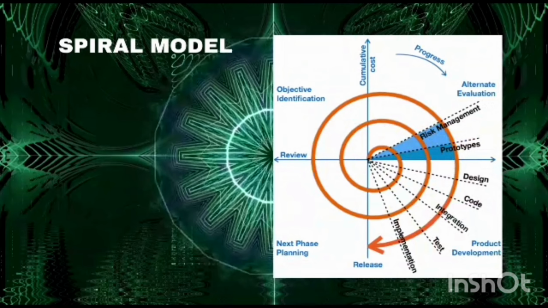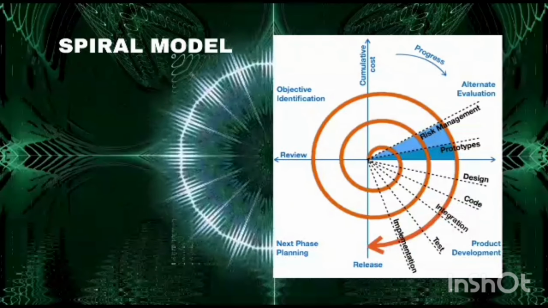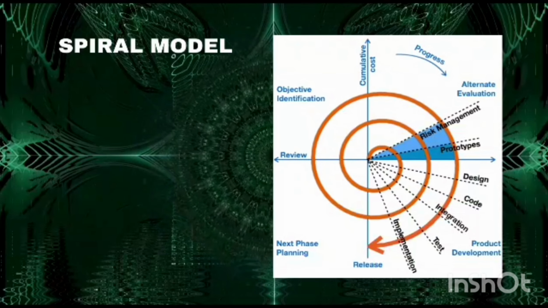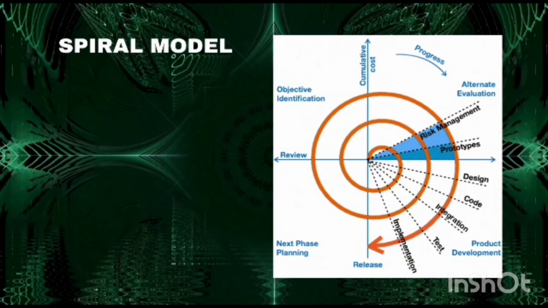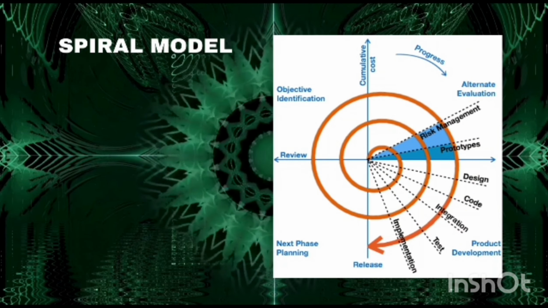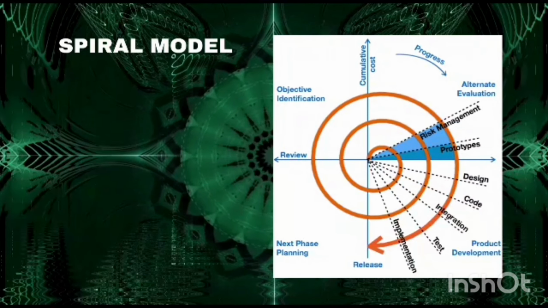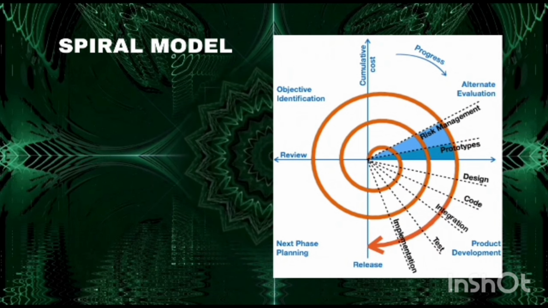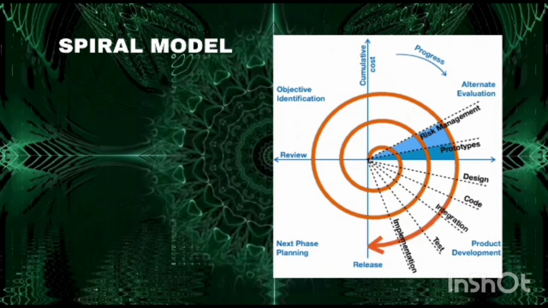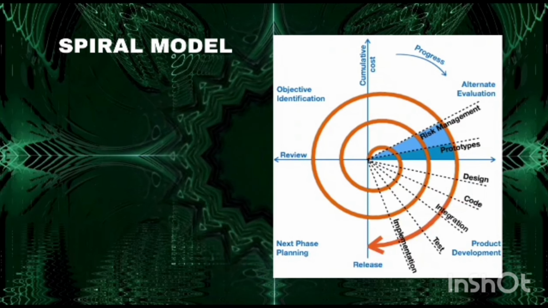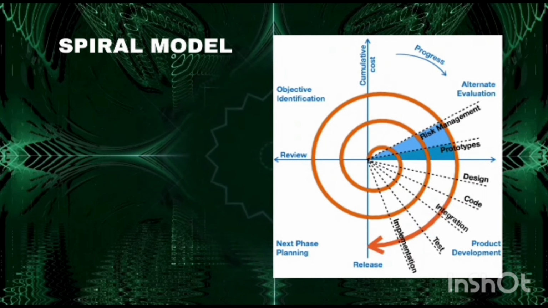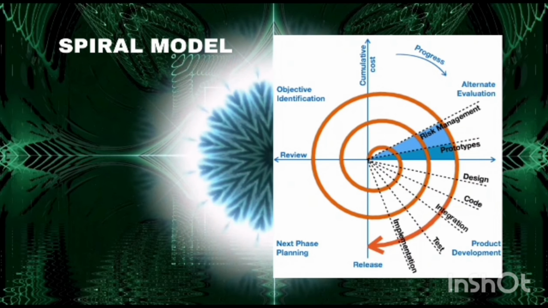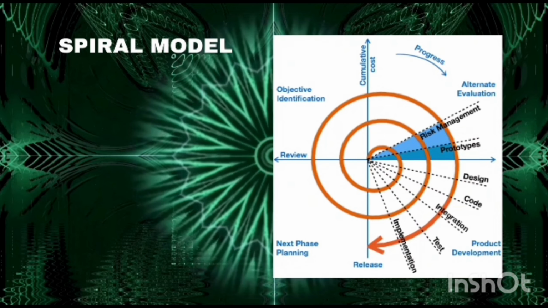Construct or build. The construct phase refers to production of the actual software product at every spiral. In the baseline spiral, when the product is just thought of and the design is being developed, a POC, that is proof of concept, is developed in this phase to get customer feedback. Evaluation and risk analysis. Risk analysis includes identifying, estimating, and monitoring the technical feasibility and management risk, such as schedule slippage and cost overrun. After testing the build, at the end of the first iteration, the customer evaluates the software and provides feedback. The following illustration is a representation of the spiral model, listing the activities in each phase.